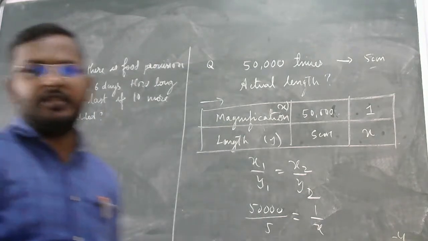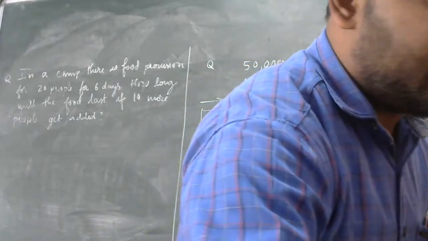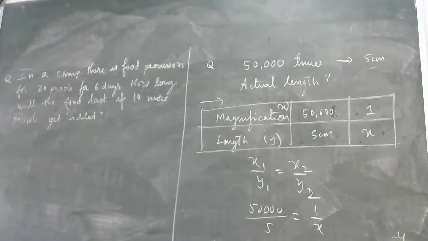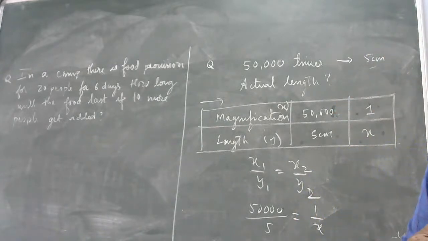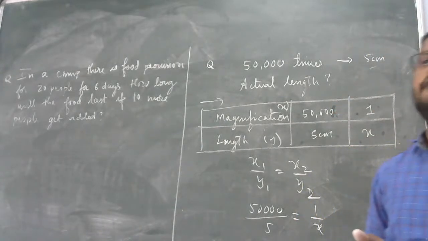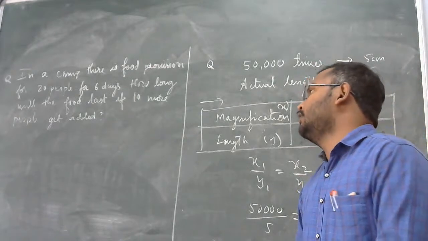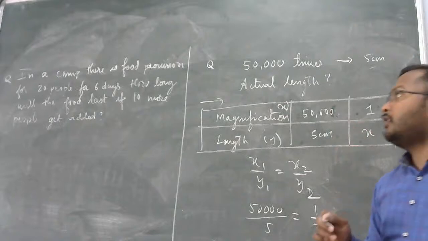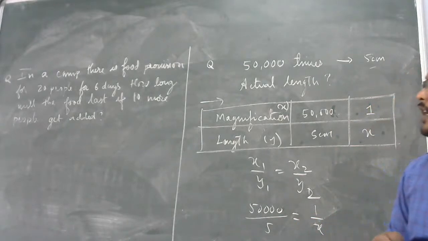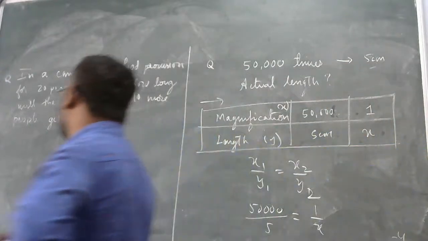So it is which question? Inverse. So why is it inverse? Because the number of people is there. If there are more people, then fewer days. So if you increase the number of people, the food will last for fewer days. So it is a question of inverse proportion. So make the columns. One column will be of days, another column will be of number of people.